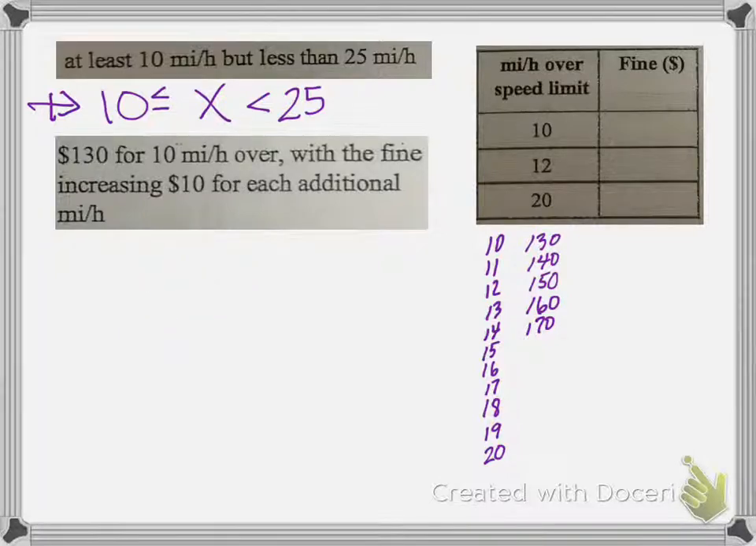You're going 10 miles over the speed limit, right? Well, according to this right there, you're going to pay what? $130. And then you start reading it. It says, with a fine increasing $10 for each additional mile per hour. So if I'm 11 miles over the speed limit, that is, if I was driving 66 in a 55, I'm going to pay $140. So I can get to the 12 fairly easily.